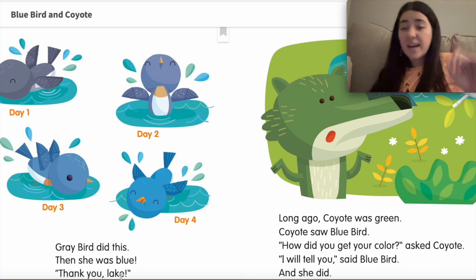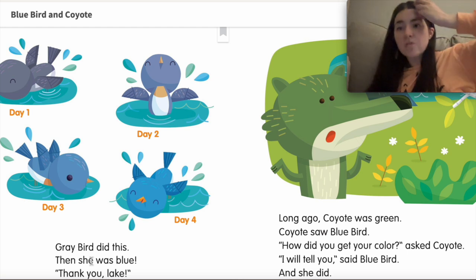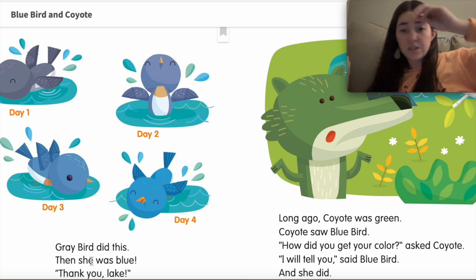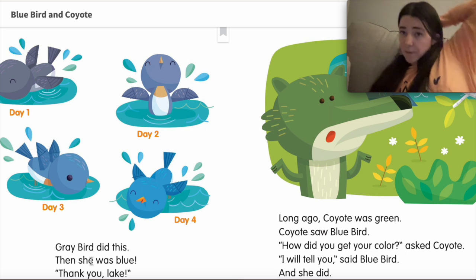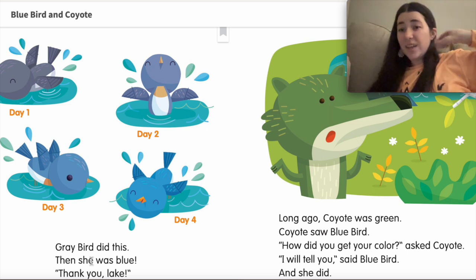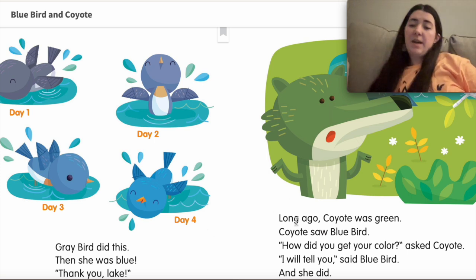Thank you, Lake. I'm thinking back to our anchor chart too on this page. I noticed this word she, which means that our point of view is third person point of view. Graybird isn't telling the story, and Butterfly's not telling the story, and Coyote's not telling the story. So we are being told the story by someone who is not in the story, which means it's third person point of view. Let's go to this page.